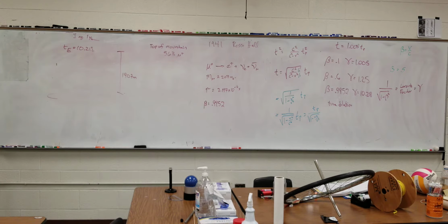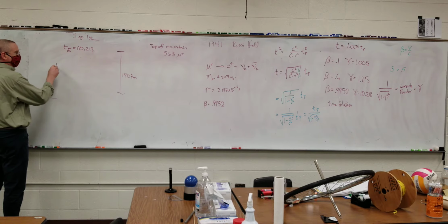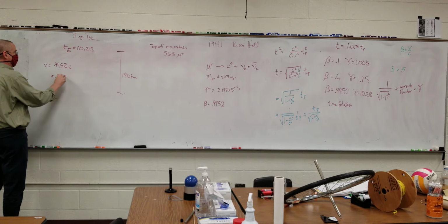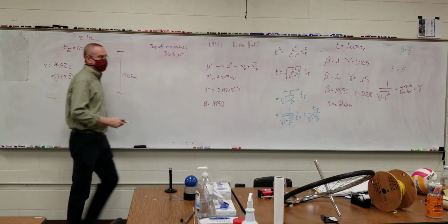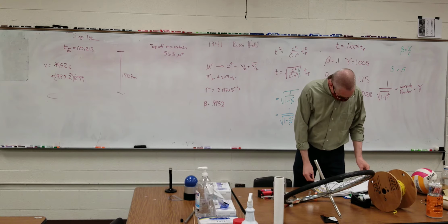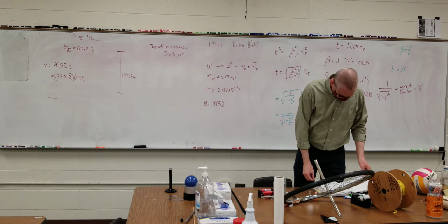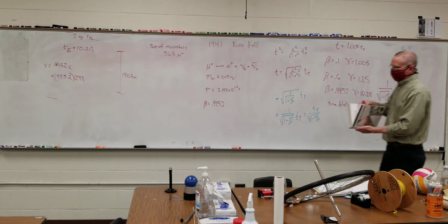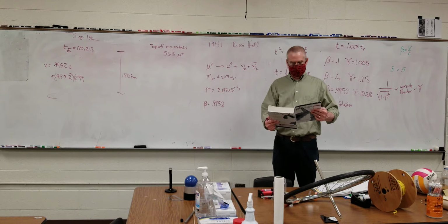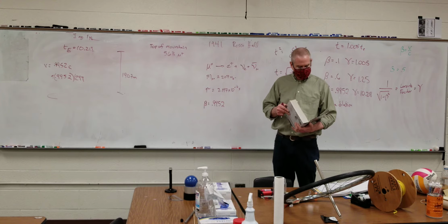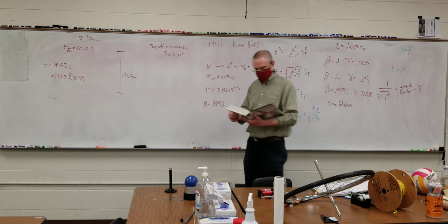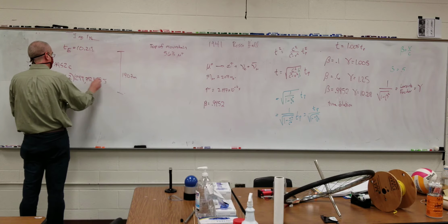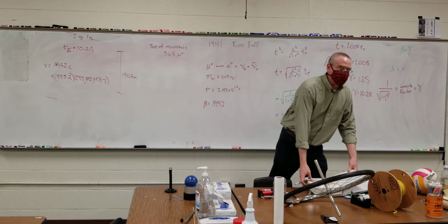So first prediction, special relativity is bunk. So I am traveling at 0.9952 times the speed of light, which is 0.9952 times 299,792,458 meters per second. And so how fast were they traveling?